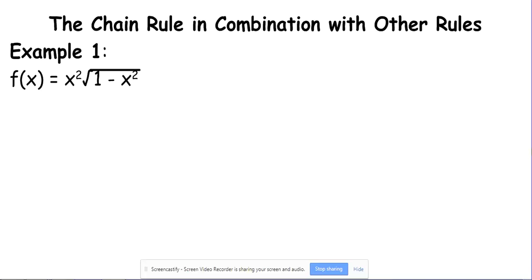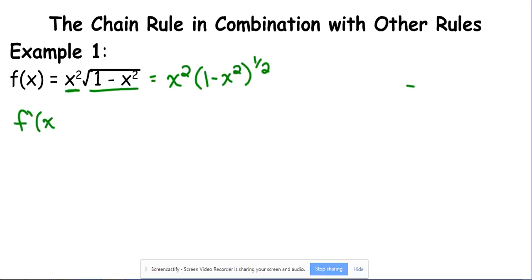Okay, let's look at the chain rule in combination with other rules. So right here, what are we looking at? We're looking at a product of two functions. Now let me go ahead. I always start by rewriting that square root as the 1/2 power.